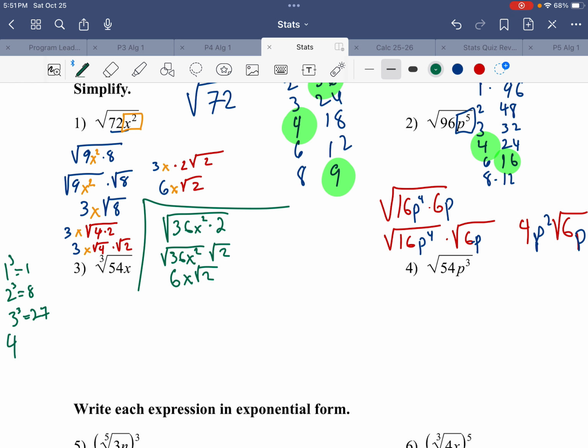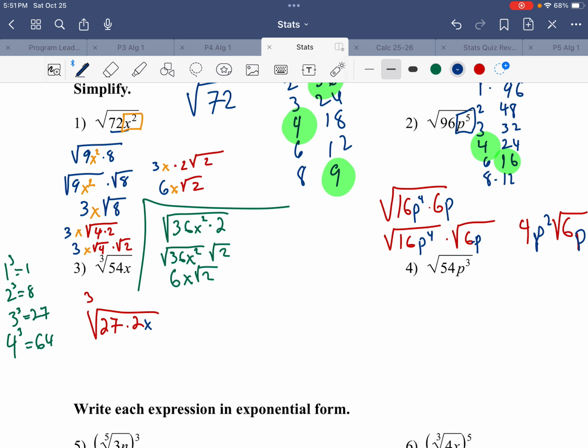Sorry, 3 cubed is 27, 4 cubed is 64. So when I want the cube root of 54, I can't use 64. 54 is not going to be divisible by 8, but I can write it as 27 times 2, and then the x is going to stay there.